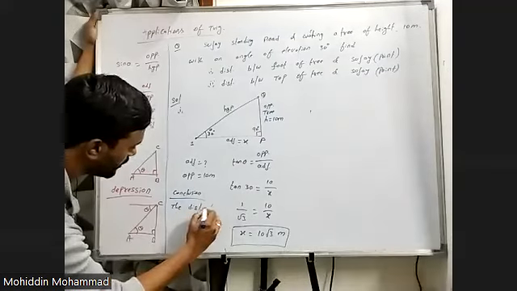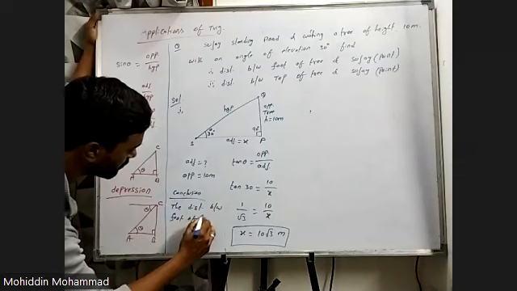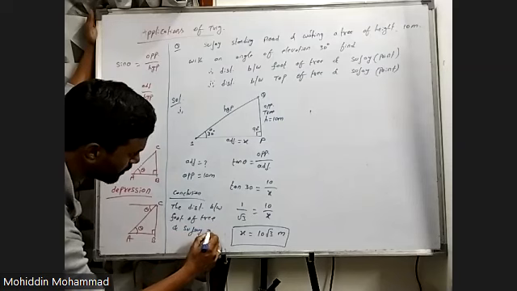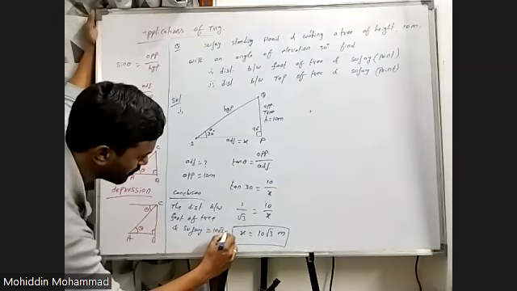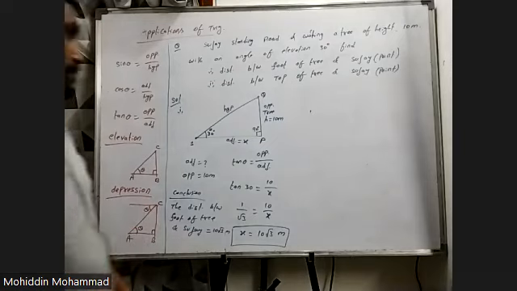The distance between the foot of the tree and Sujay is equal to 10 root 3 meters. Still you want to solve? Root 3 is 1.7321. We'll just multiply.